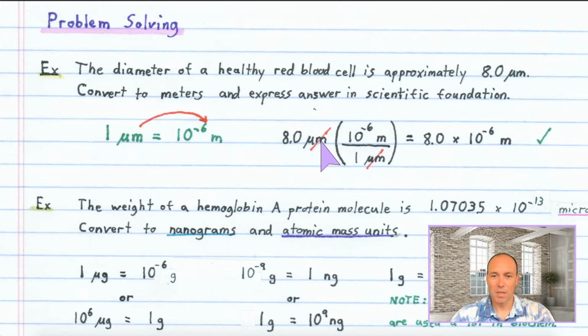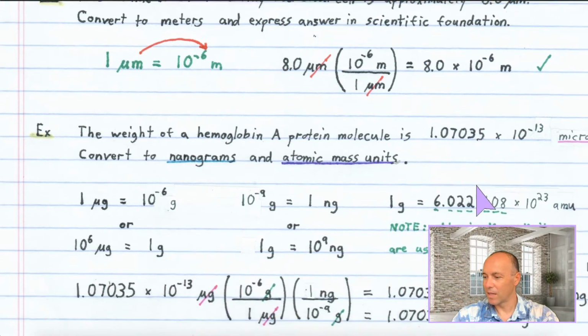So handling our units separately from the numbers, micrometers times meters divided by micrometers. And the micrometers cancel, and we're left with meters, which is what we were looking for. And then 8.0 multiplied by 10 to the minus 6 divided by 1. Well, you don't have to divide by 1. It doesn't do anything. 8.0 times 10 to the minus 6. That's actually already in scientific notation. Remember, scientific notation numbers have a number between 1 and 10 multiplied by a power of 10. And that's what we have. So this is the answer, 8.0 times 10 to the minus 6 meters.